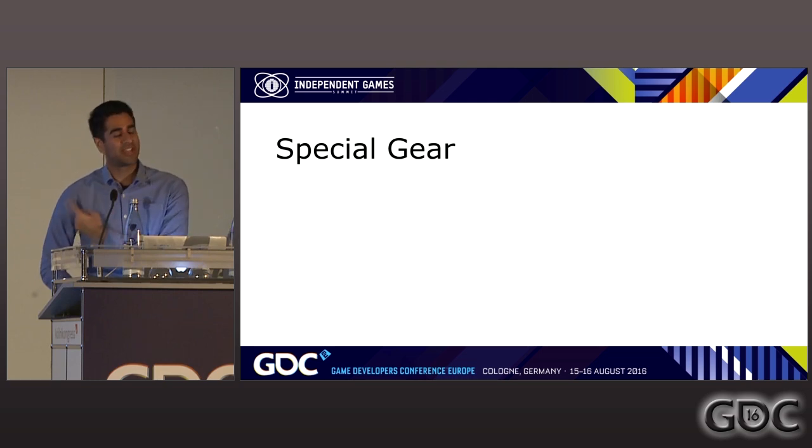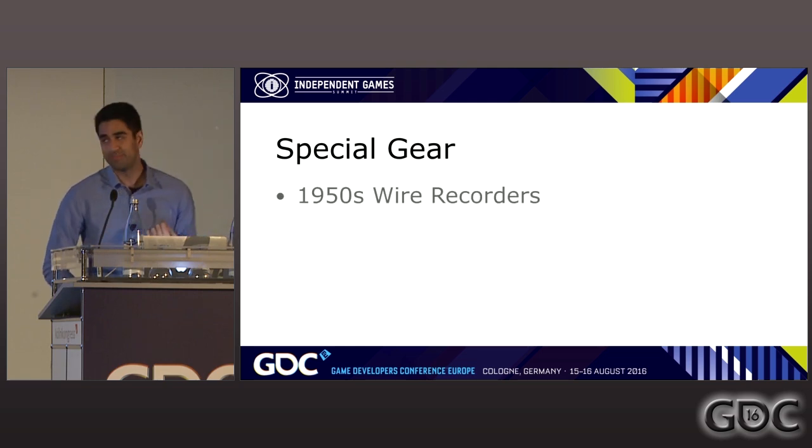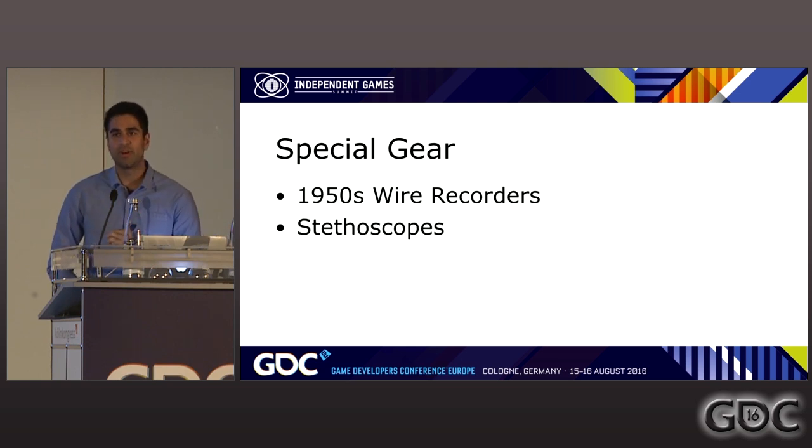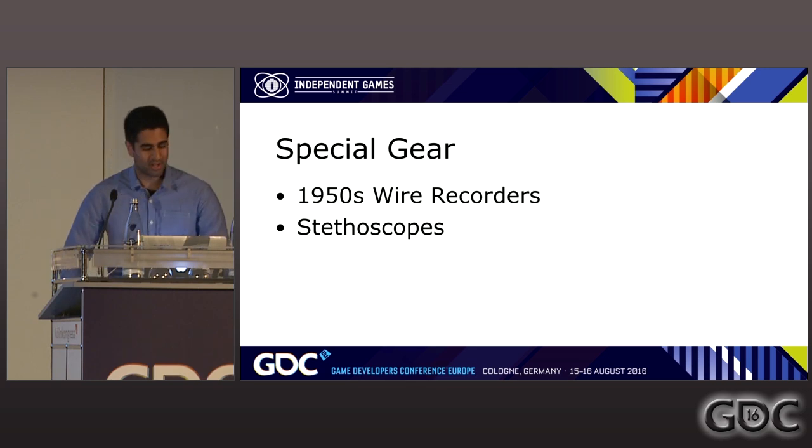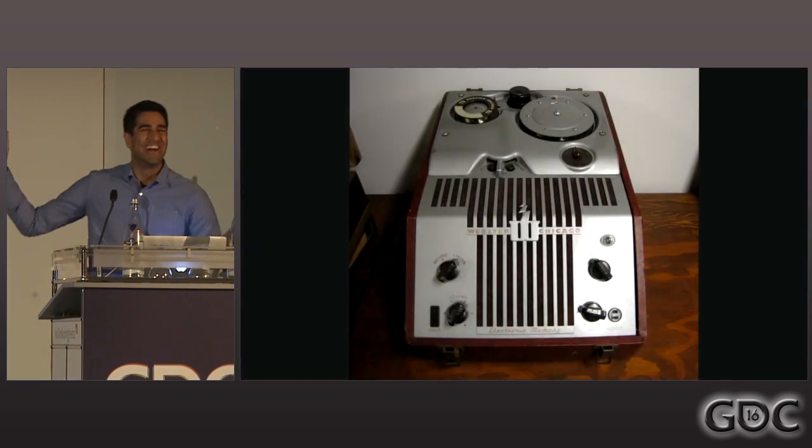So to get those sounds that I just showed you, I had some special gear. One thing that I used was a wire recorder, which I'm going to show you from the 1950s. And the other thing was a stethoscope that I turned into a microphone. Now that nobody's confused, let's move on. So the wire recorder, let's show that first, and then I'll talk about the stethoscope.